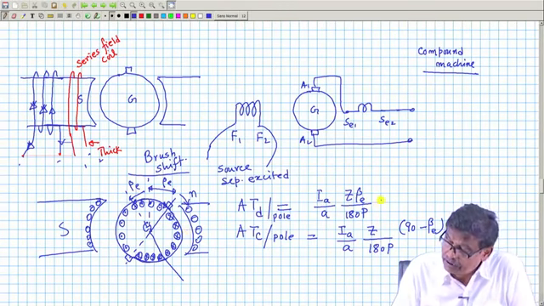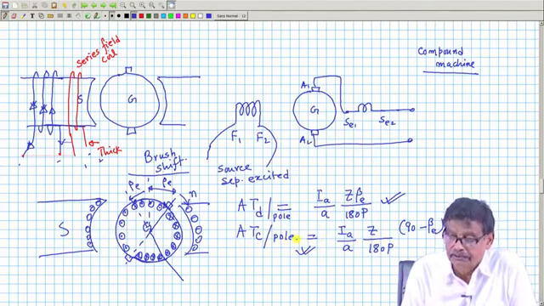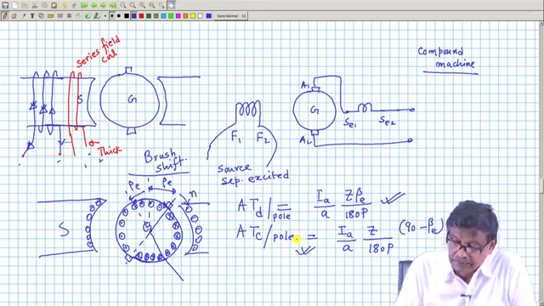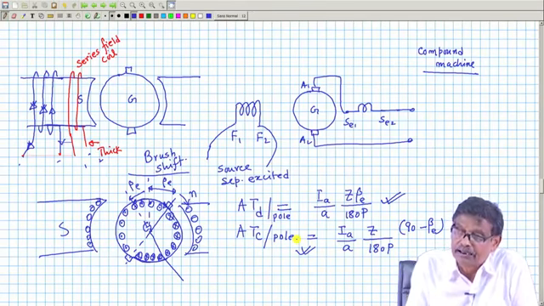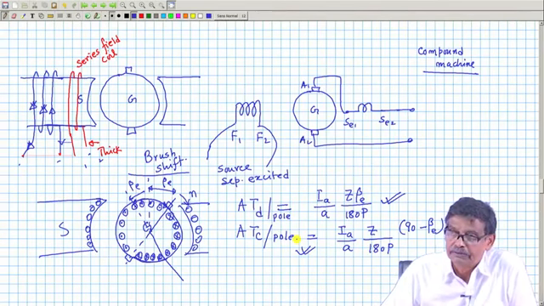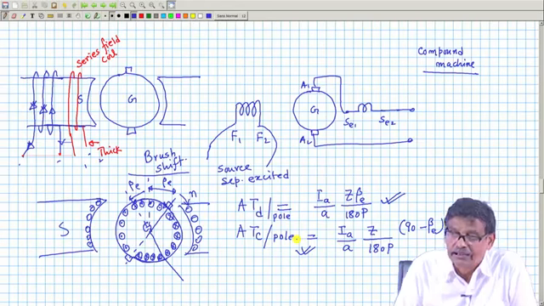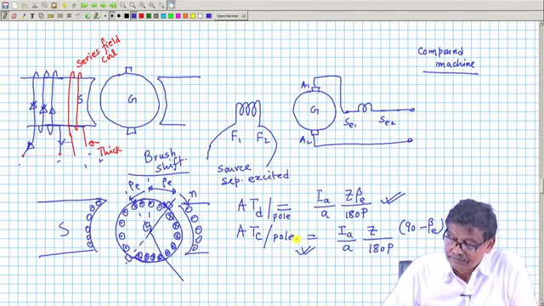So, I will calculate the compensating ampere turns per pole. Then I will say 70% of that is to be compensated by the compensating coil. In the same way, I will calculate the number of turns.